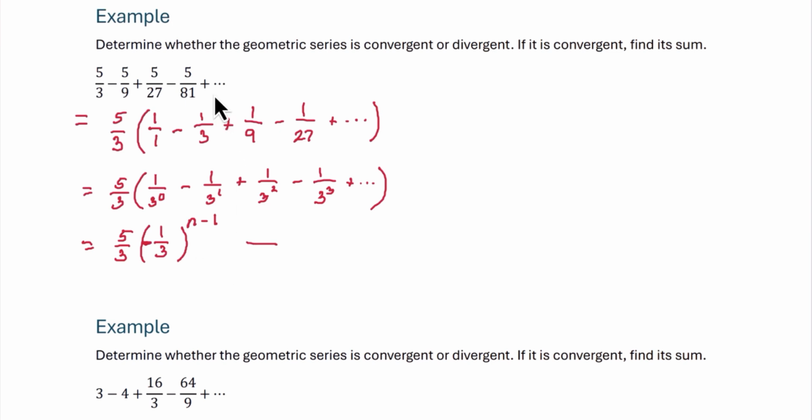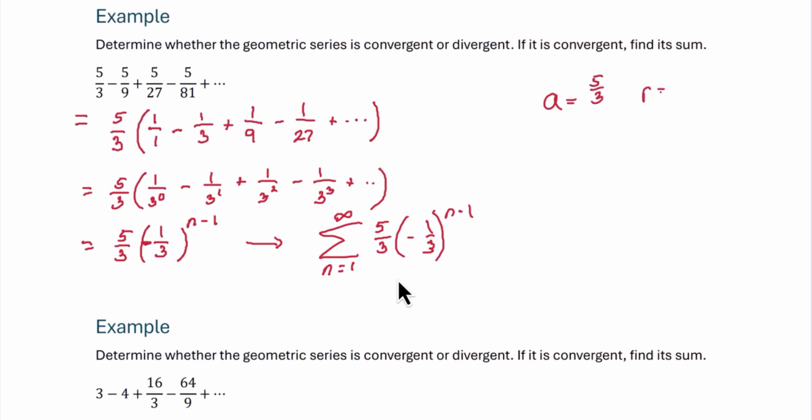Let's write it as a geometric series. We have n equals 1 to infinity. A is 5/3. R is negative 1/3. And we're raising that to the n minus 1. This now fits the definition for a geometric series. We have A is 5/3, and we have R is negative 1/3. Note that R is a fraction between negative 1 and 1, so we know it's convergent.